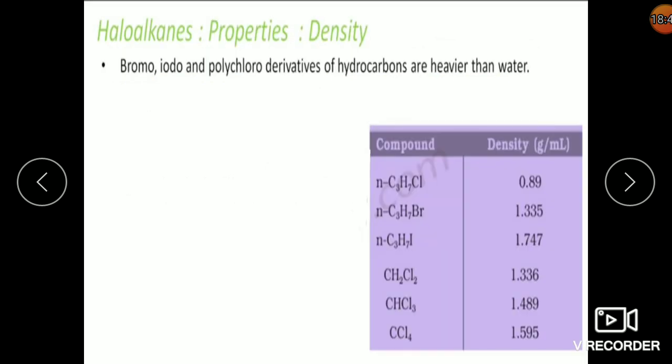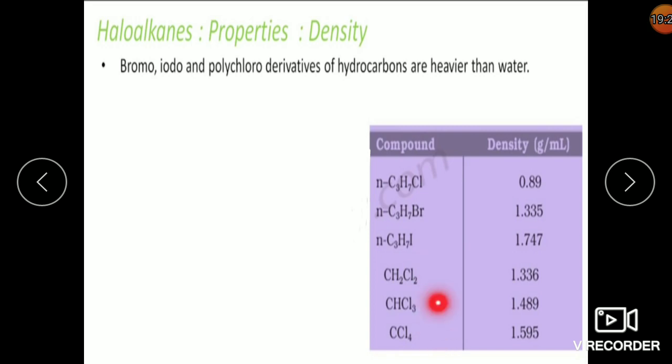Next is your density. Now bromo, iodo and polychloro derivatives of hydrocarbons are heavier than water. Do remember it, polychloro, they have not said chloro. Bromo and iodo are fine, they're mono, but polychloro derivatives of hydrocarbons are heavier than water. Now what is the density of water? The density of water is around 1. Now see the values given here. You have a bromo derivative, bromopropane, then iodopropane. The values given are more than 1: 1.3, 1.7, and so on.